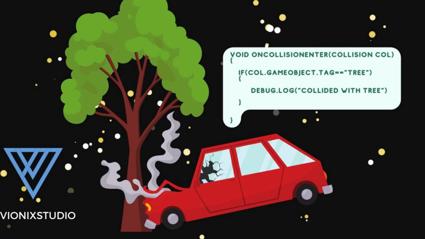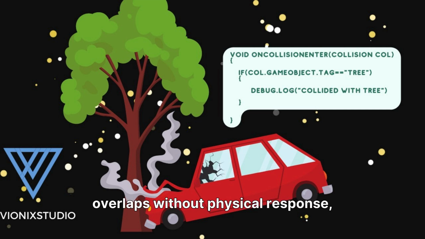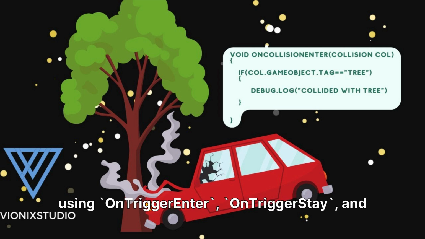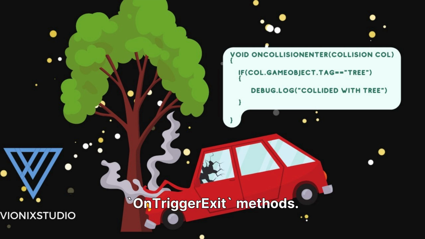Triggers are for detecting overlaps without physical response by checking is trigger on a collider and using on-trigger enter, on-trigger stay, and on-trigger exit methods. They are ideal for non-physical detection zones, like collecting items or activating events, where objects should pass through each other. Triggers still require at least one of the overlapping objects to have a rigid body for the trigger events to fire correctly, even though there's no physical interaction.